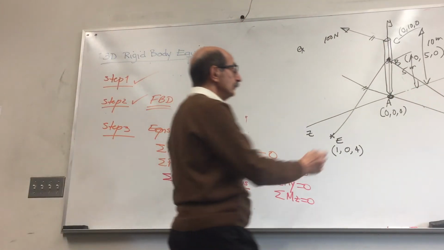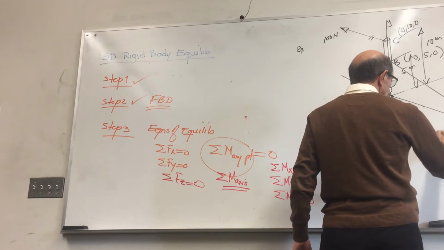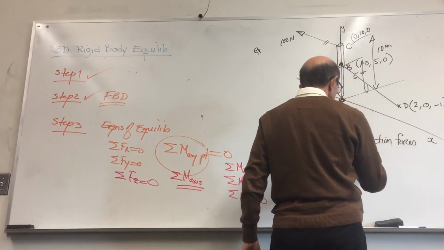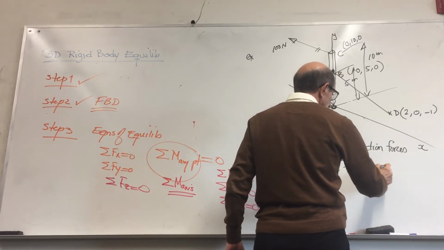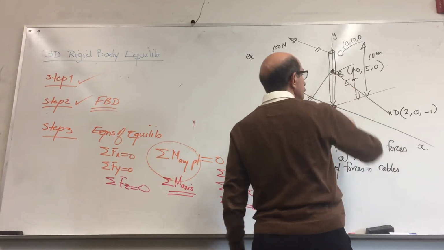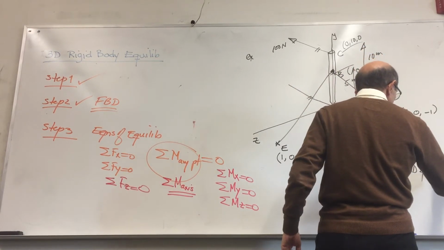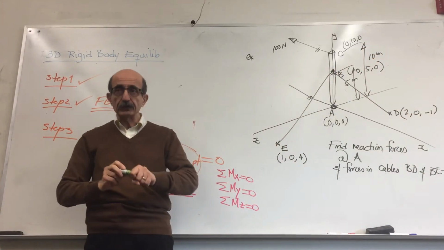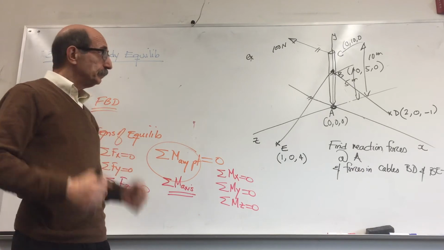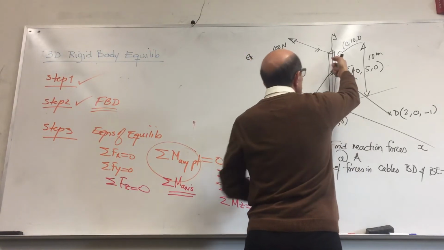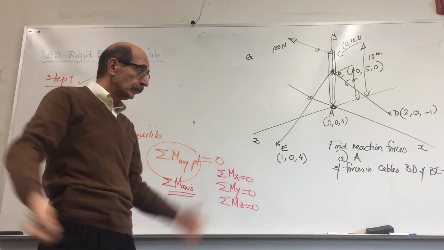So you want to find reaction forces at A and forces in cables BD and CE. So in other words, what you've been asked is to find all the support reaction forces, everything that is holding the structure in place, which are these cables, this support. That support also is a support, but the force in that is given. So you know that already.